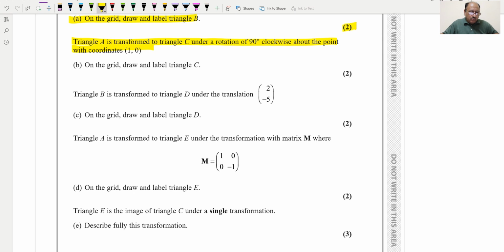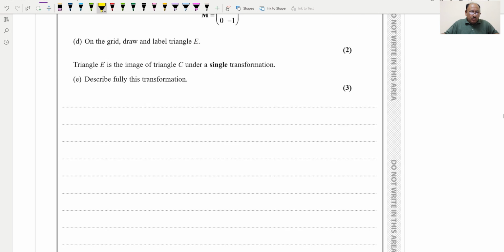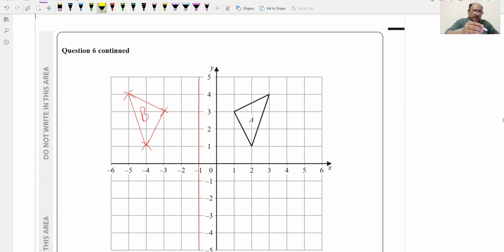Now the next part says triangle A is transformed to triangle C under a rotation of 90 degrees clockwise about the point with coordinates 1 and 0. On the grid, draw and label triangle C. So we have to rotate A clockwise 90 degrees about 1 and 0. We take the point 1 and 0 first. The point 1 and 0 is this one, so we have to rotate this, and to rotate 90 degrees clockwise, one point will be this one.